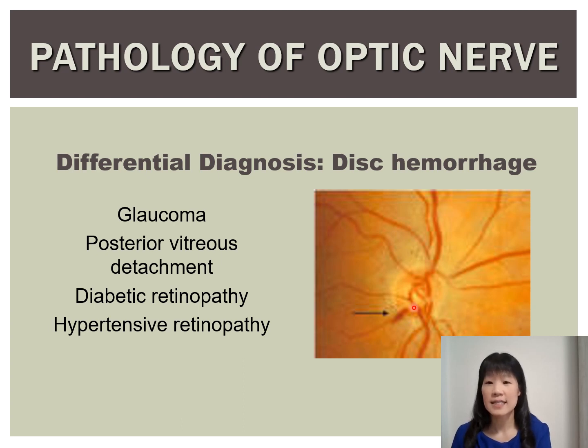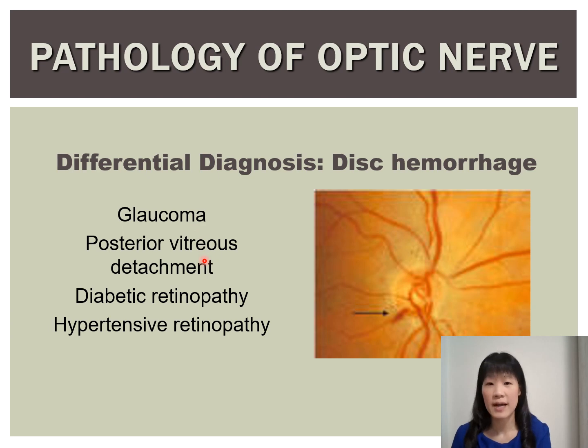This classically is a splinter-like Drance hemorrhage, a sort of skinny hemorrhage, usually on the superior and inferior regions of the optic nerve, and more preferentially superior temporally and inferior temporally. And again, this is a Drance hemorrhage due to glaucoma. However, not all disc hemorrhages are glaucoma.